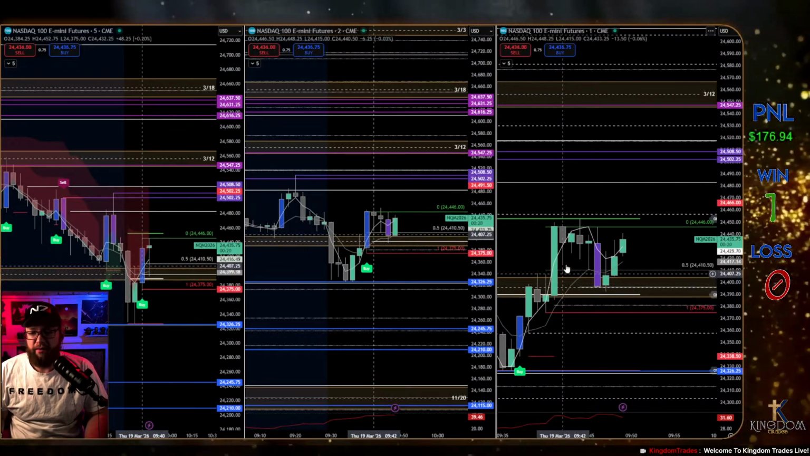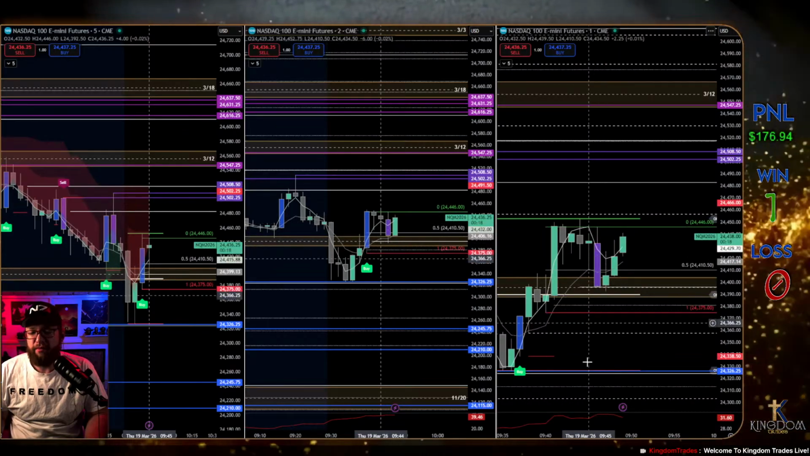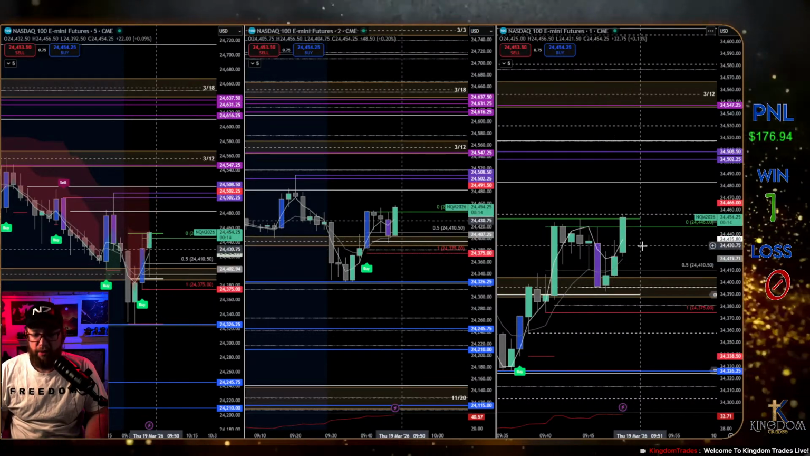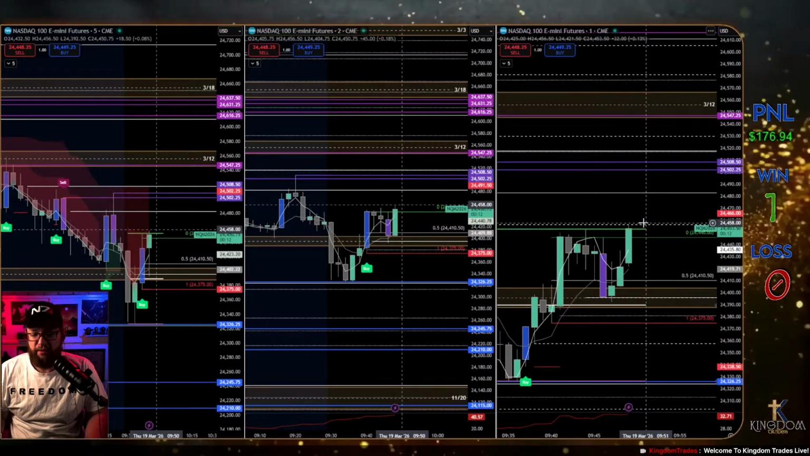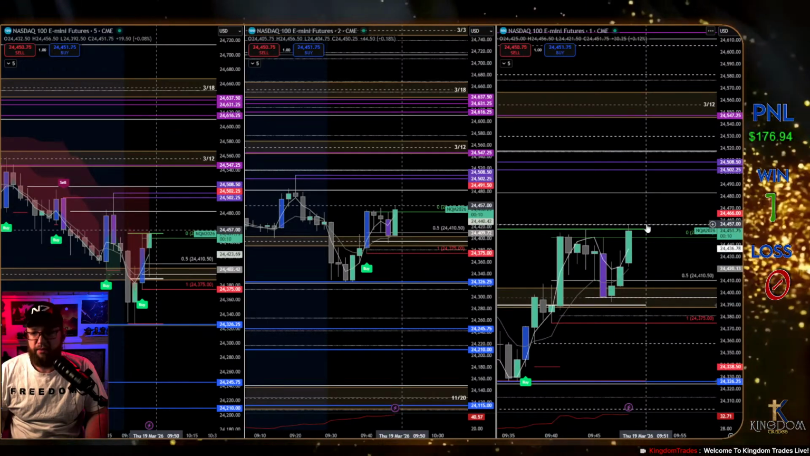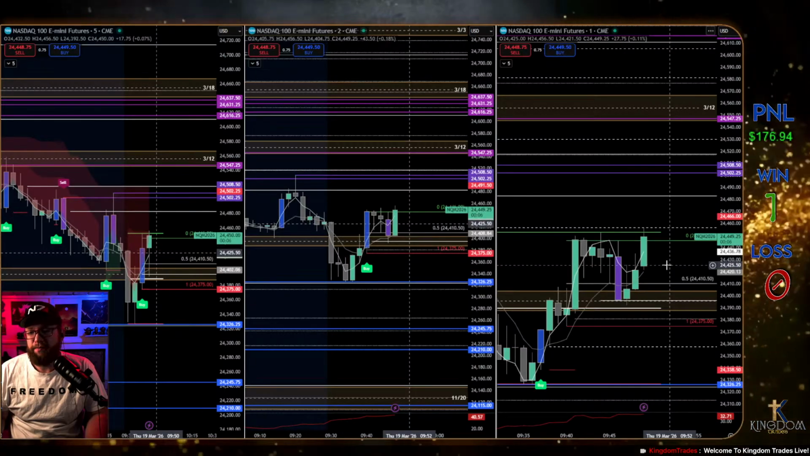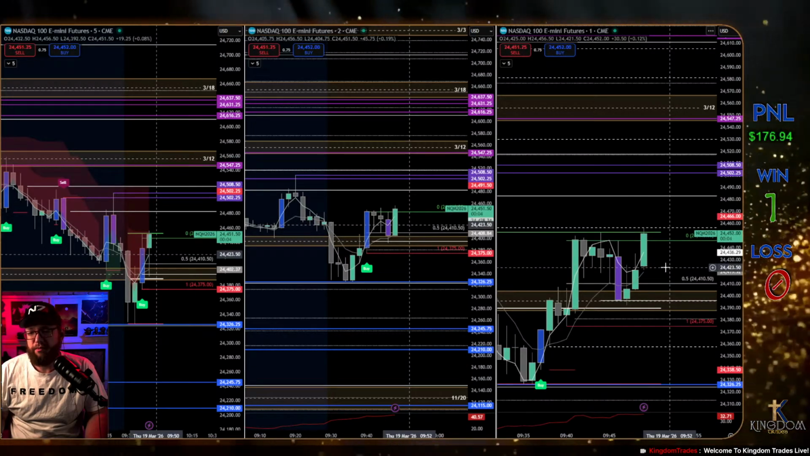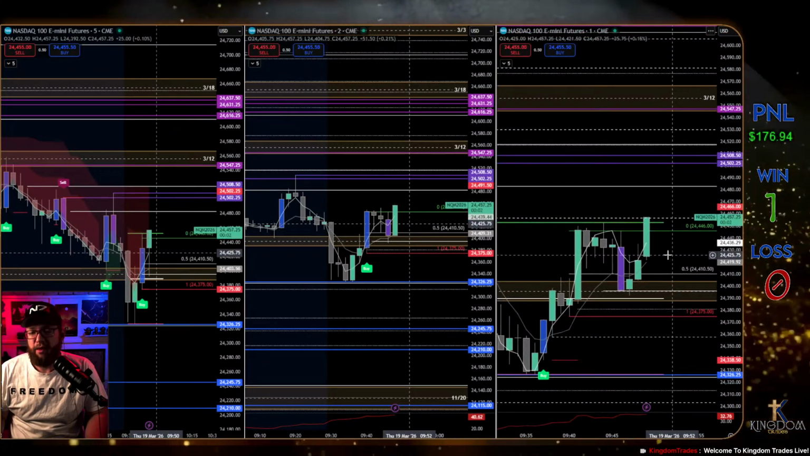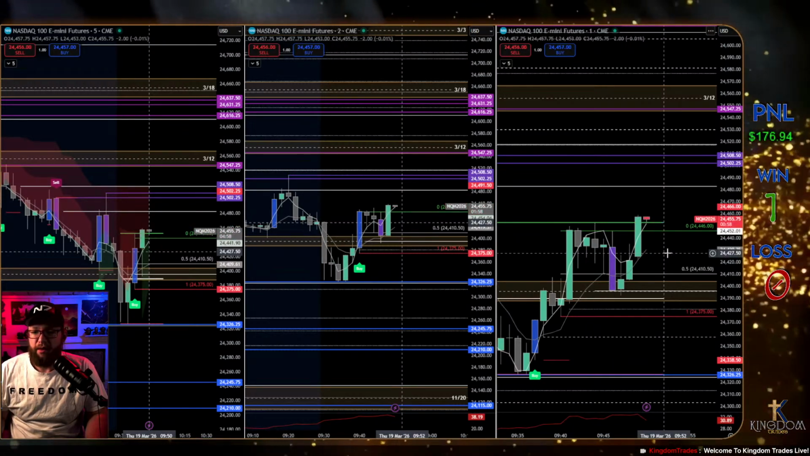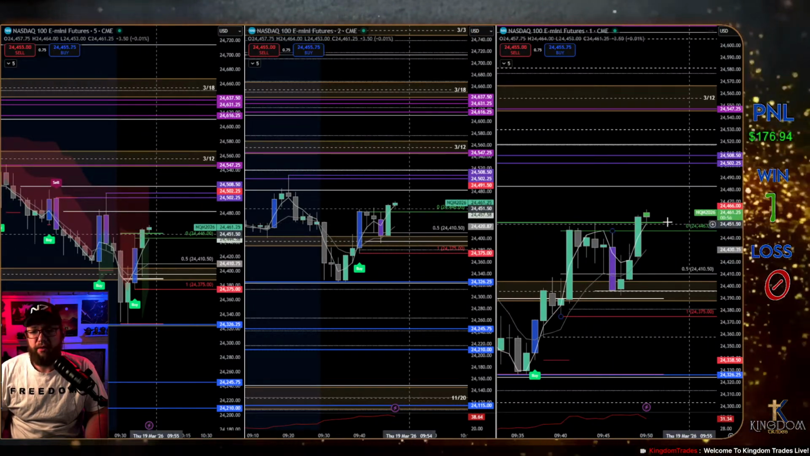I love that, dude. Make my own little orb here. Breaking that purple. Tapped it. Tapped the top here. That 57 level. That was my pullback level. Topside orb. Hit it. Reject, continue. Oof.